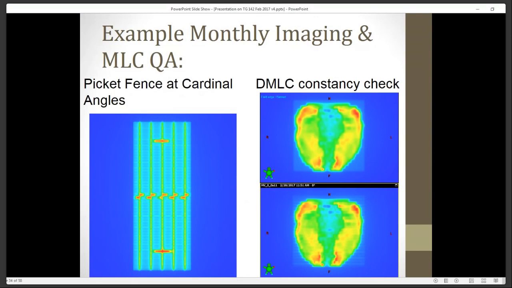So here's an example for picket fence at cardinal angles, and we just have this fluence pattern here that is delivered with sliding window IMRT, and we just acquire it every month, and we just compare it. We do some sort of an analysis to compare the two, and we see how that is relative to the baseline.